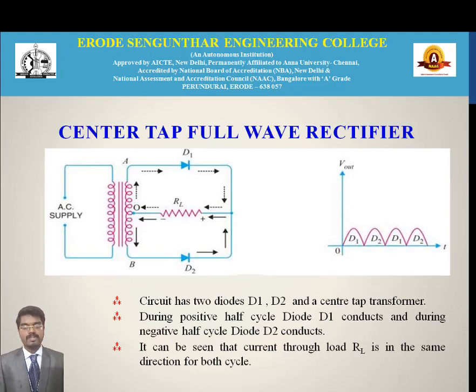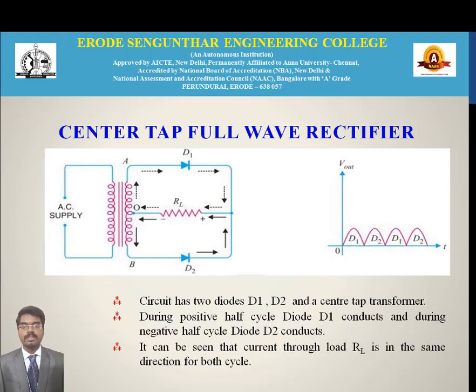For the negative half cycle, the diode D2 will be in forward bias. Here the current flow will be from the point B, diode D2, through the load resistor RL and ends at the point O. On looking into the output graph, for both the half cycles, you will be getting positive cycles.